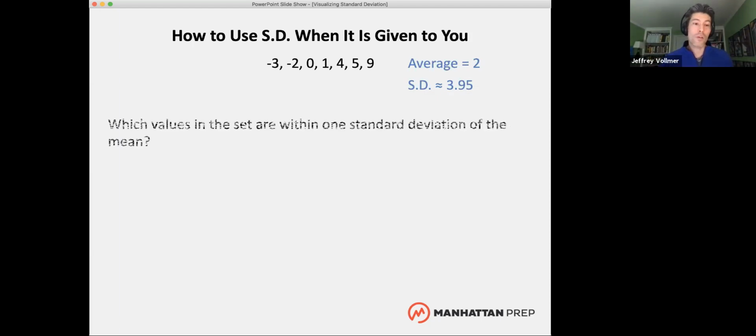And then they'll ask you a question related to that given information. So that question might look like this. Which values in the set are within 1 standard deviation of the mean, or the average? So go ahead and take a moment and consider this question. Try to figure out which values are within 1 standard deviation of the mean.